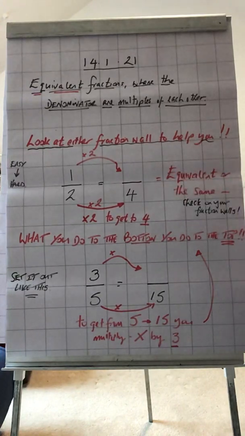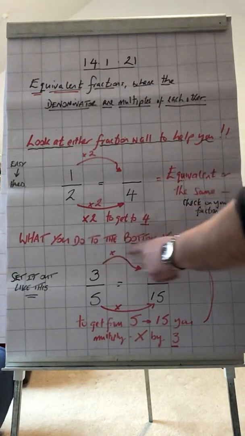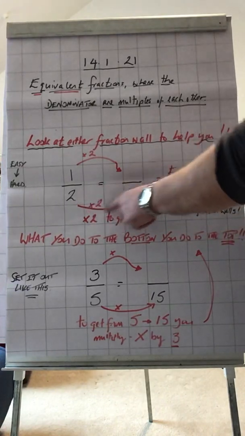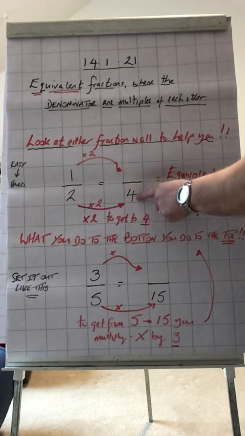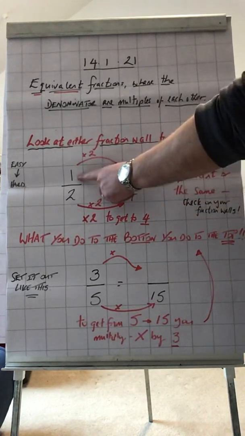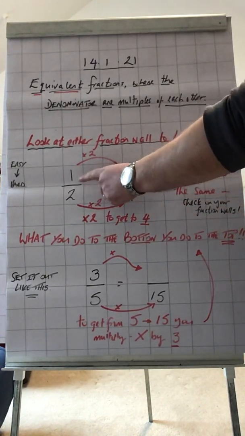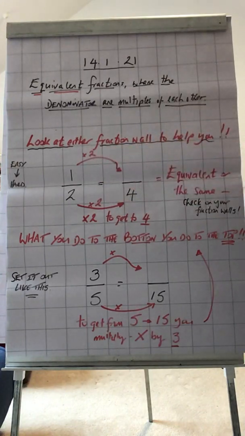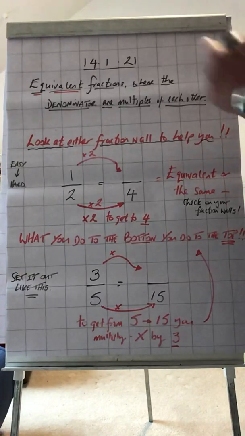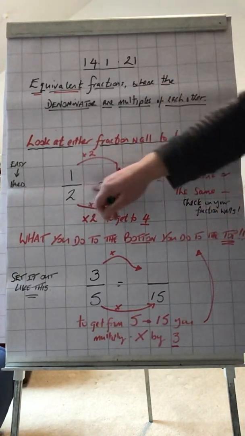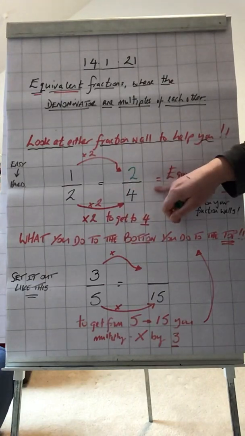Now this is the key bit of information. What you do to the bottom, you do to the top. So if you've multiplied the bottom by 2, 2 times 2 equals 4, you have to times the top by 2. And as this is the only numerator you're given, you need to times 1 multiplied by 2 and you get your answer. So 1 multiplied by 2 equals 2. Okay, so 1 half is equivalent to 2 quarters.